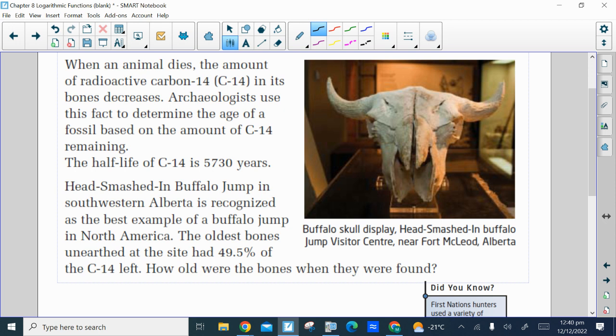And you can go there. It's south of Black Diamond, south of there's another town that's a little bit bigger, but it's south of Calgary. Okay, and you can go there. It's a historical site.